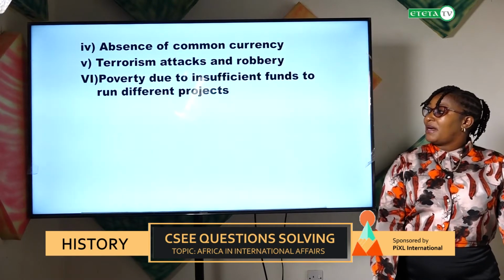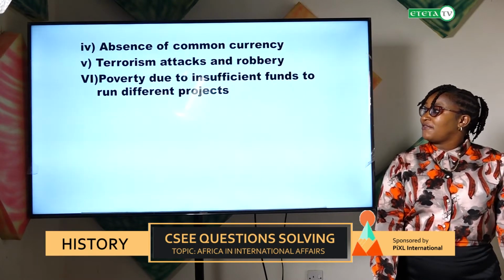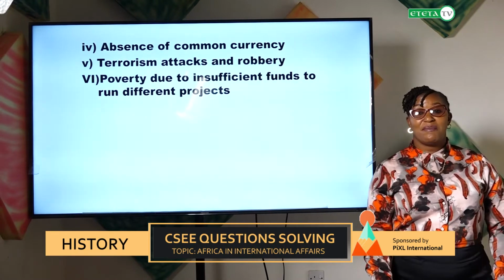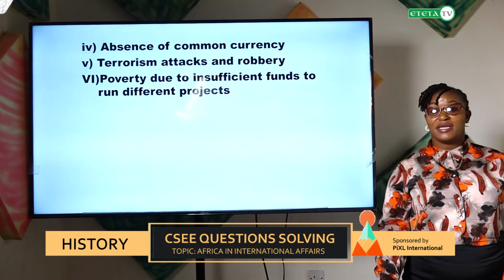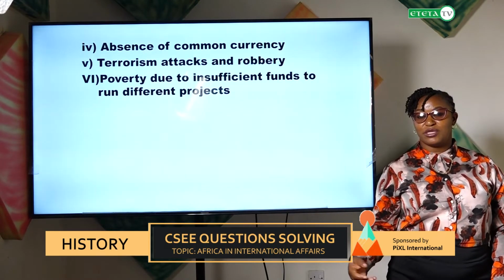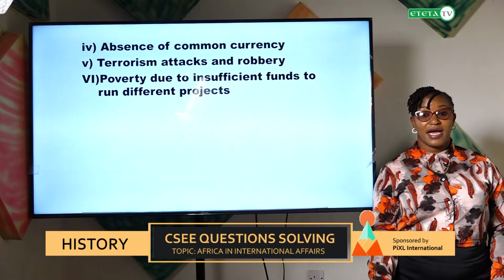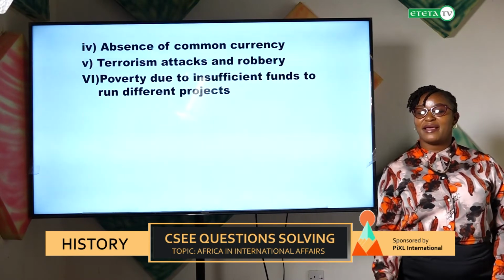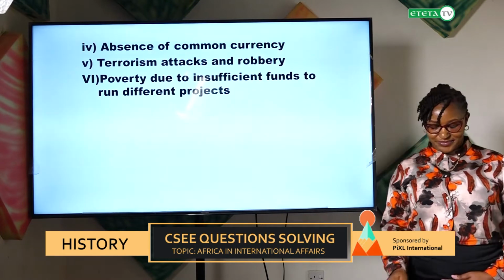Point number 6 is about poverty due to insufficient funds to run different projects. Among the members of the community, they have no enough source of income to run those projects they have in their countries. As a result, they are asking for loans from the World Bank as well as the IMF.